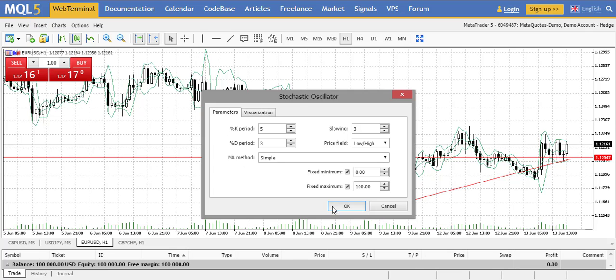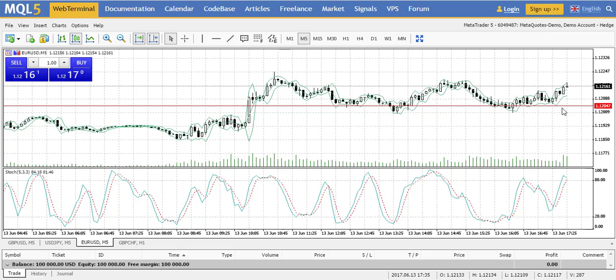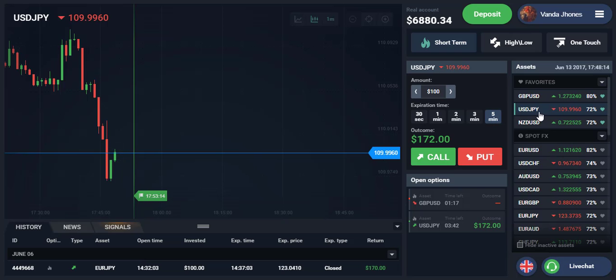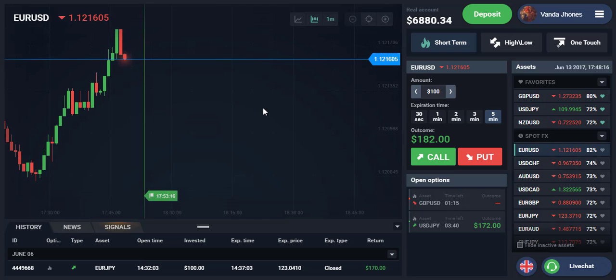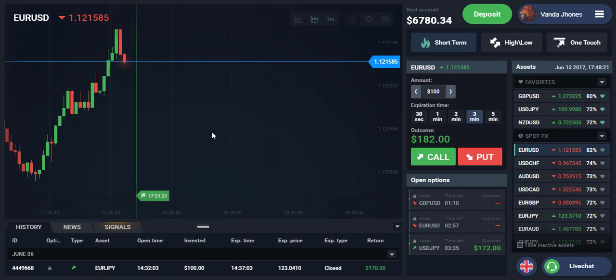Without it, I cannot trade anymore, I guess. Even though the stochastic is somewhere in the middle and doesn't really give us concrete results, on the 5 minute chart it is in the overbought area. So hurry up and open the 3 minutes put deal. We'll see what we'll have.